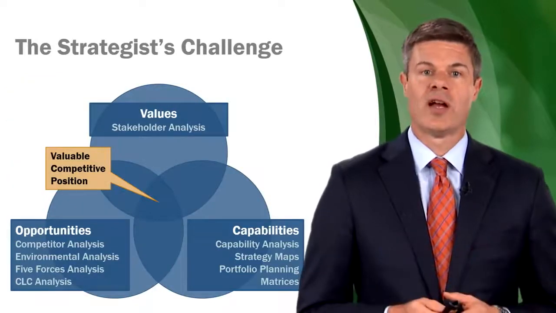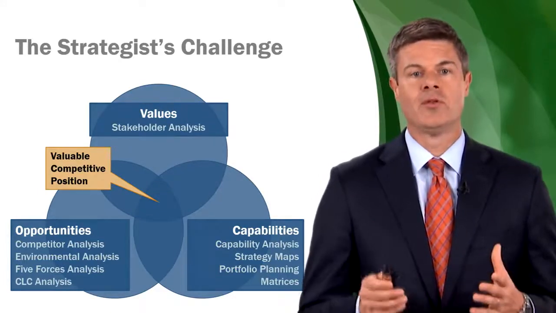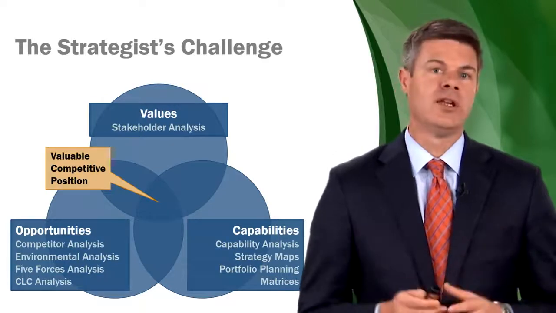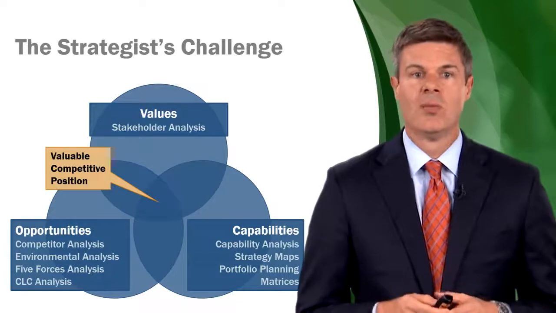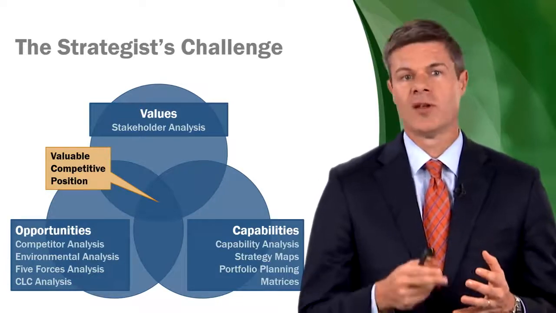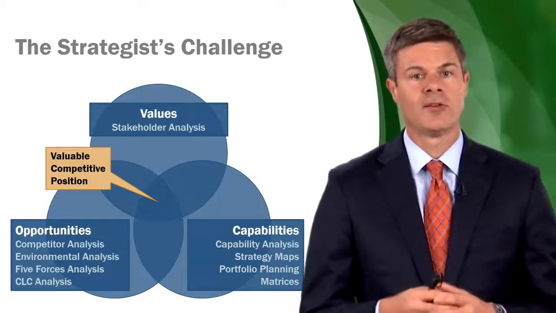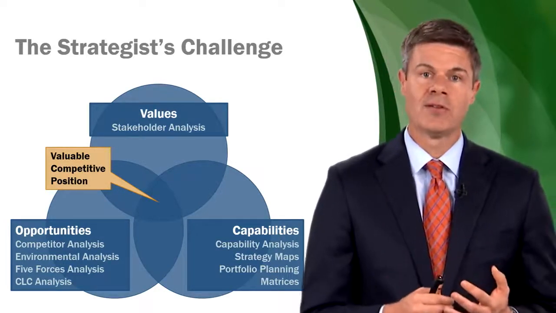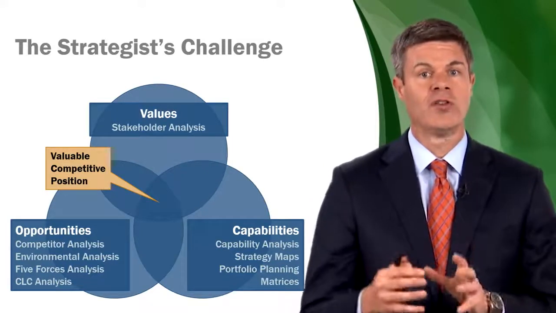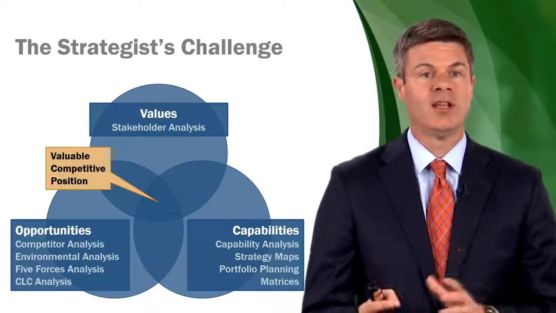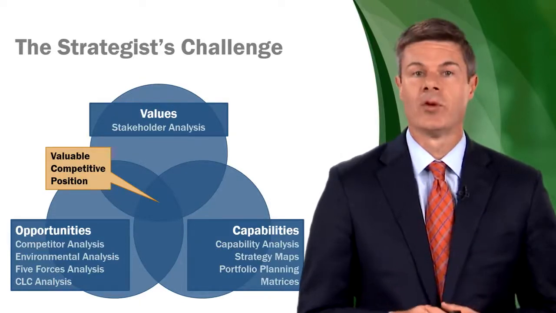So if we think back to the strategist's challenge here, values, opportunities, capabilities, we can actually map each of the tools in the toolkit to these three different bubbles. Stakeholder analysis is very useful for understanding the values of the organization. When it comes to opportunities, we have competitor analysis, environmental analysis, five forces, and our competitive life cycle. When it comes to the internal aspects of capabilities, we have capability analysis, the use of strategy maps and portfolio planning matrices as ways to try to understand what the firm does well and to see what opportunities they might ultimately want to attack and go after in terms of these valuable competitive positions.